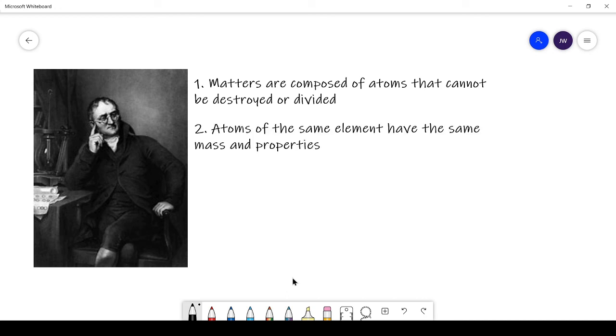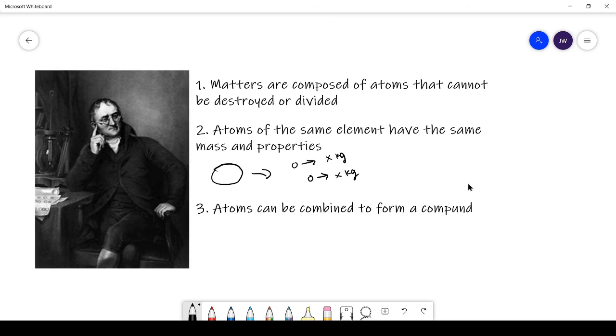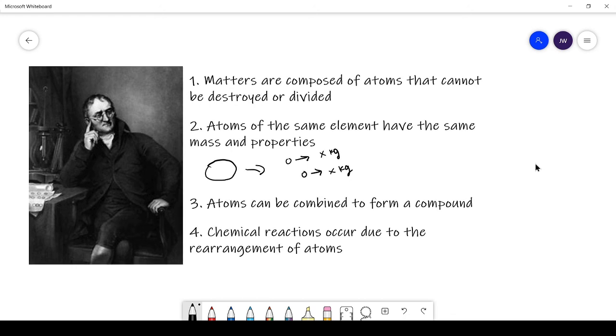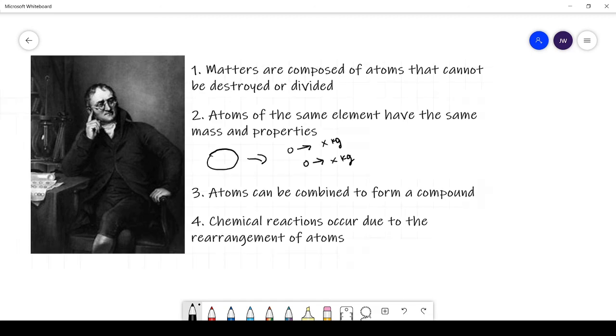Number two, atoms of the same element have the same mass and properties. This means that when you break down a rock into molecules, then the atoms will have the same mass and properties. So, for example, this is X kilogram, the other atoms will also have X kilogram. Number three, atoms can be combined to form a compound. And the last statement, chemical reactions occur due to the rearrangement of atoms.